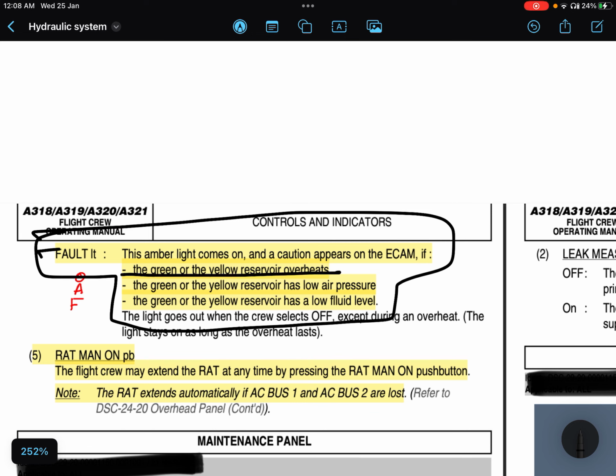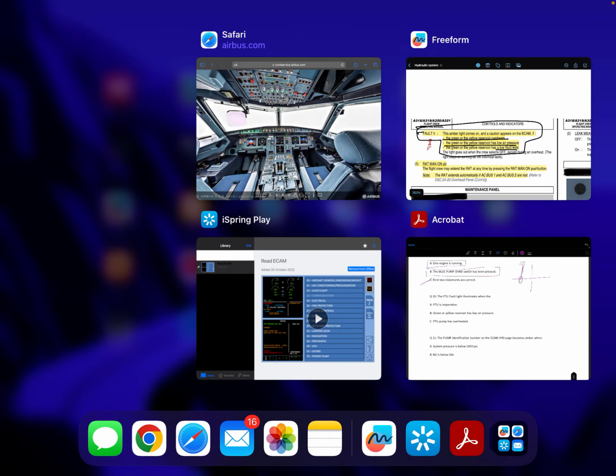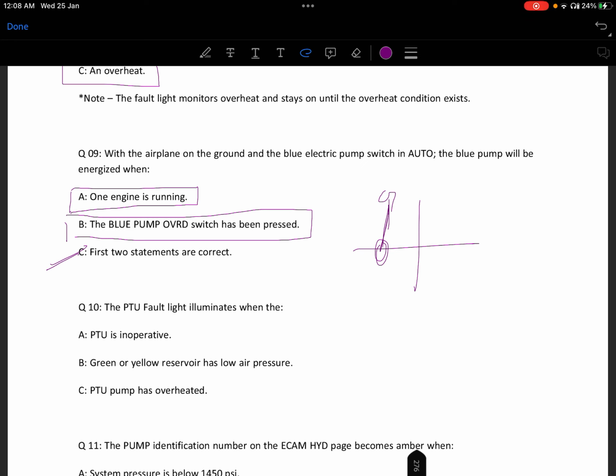Green and yellow system reservoirs overheat. Green or yellow system reservoir has low air pressure or low fluid level. Right. So question number 10: green or yellow reservoir has low pressure. What do you think about this option?